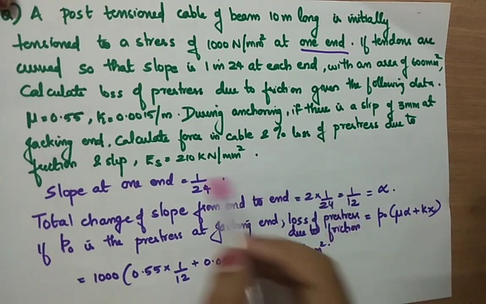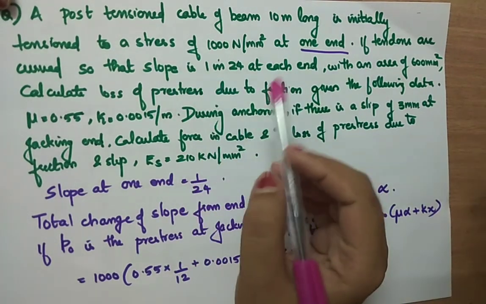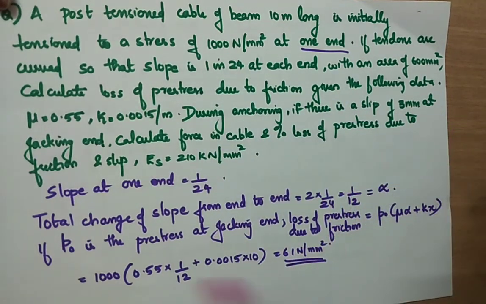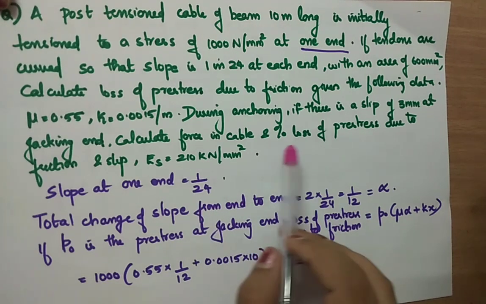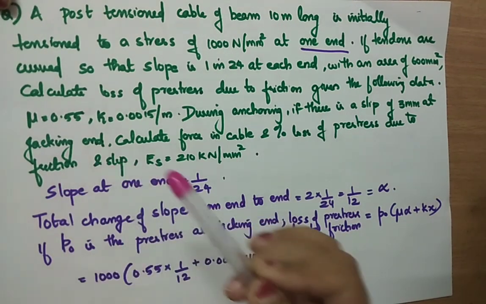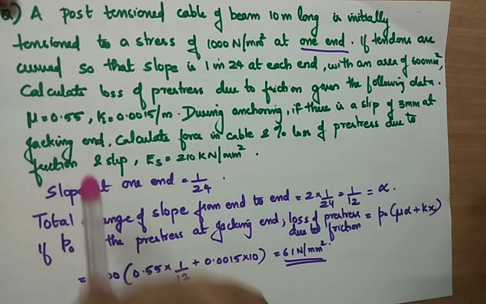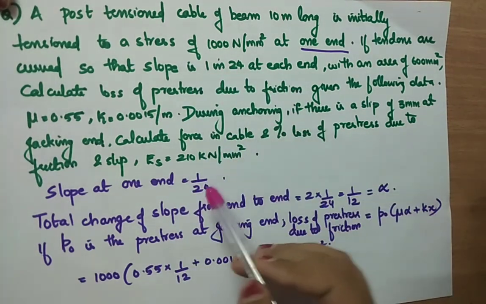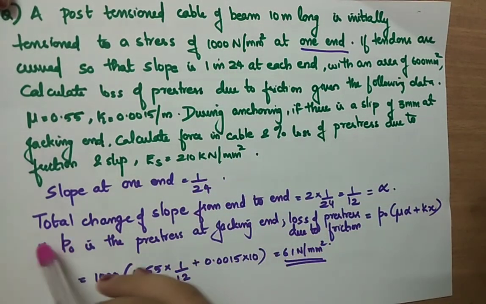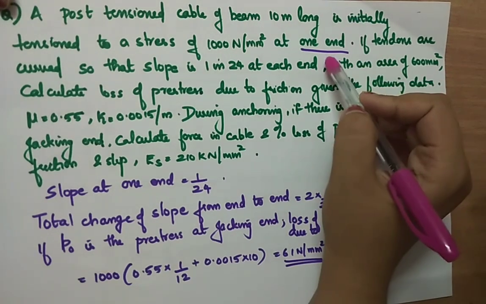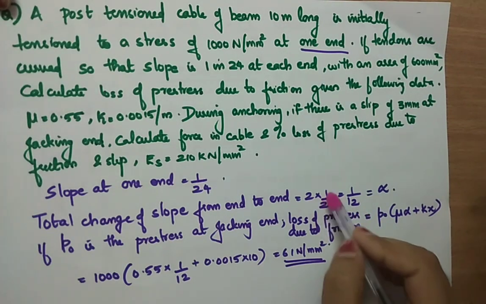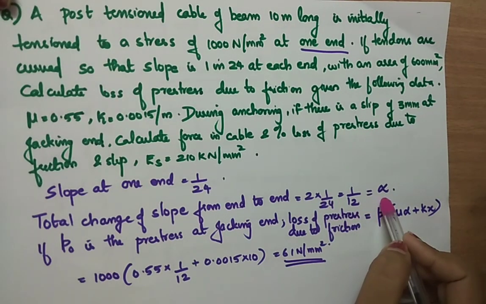So in the question, we have to find out two things. First one, the loss of pre-stress due to friction. Then we have to find the percentage loss due to the combination of friction and slip. So the slope at one end is given as 1 in 24, that is alpha dash is 1 by 24. Then alpha will be 2 alpha dash since tensioned only at one end initially. So 2 into 1 by 24 is 1 by 12 is the value of alpha.